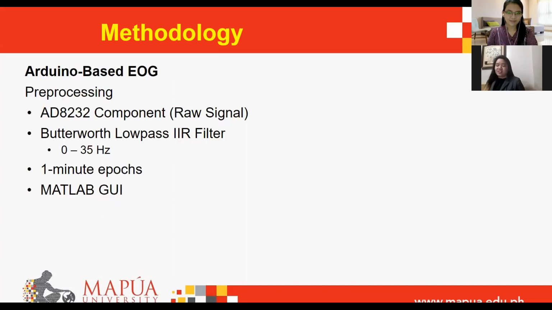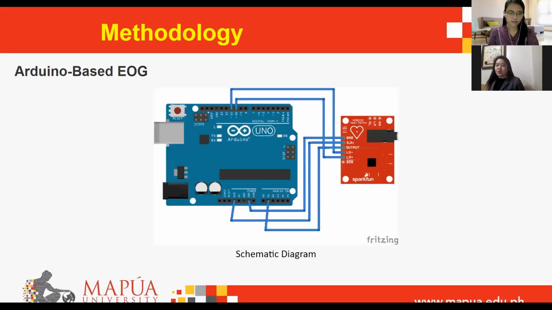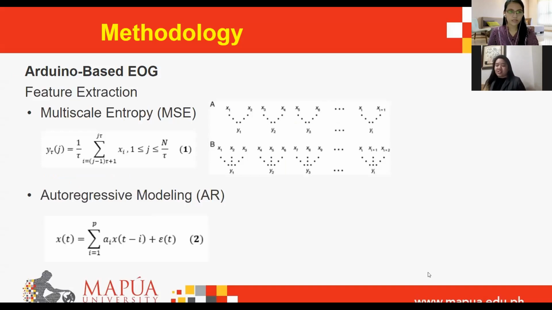For the sleep stage determination, three steps would be done with the EOG design. First is pre-processing, where the EOG signal would be picked up by the AD8232 module. Next, this is the schematic diagram for the EOG design. The electrodes are attached to the AD8232 component, and the Arduino Uno module would pick up the analog output from the sensor.